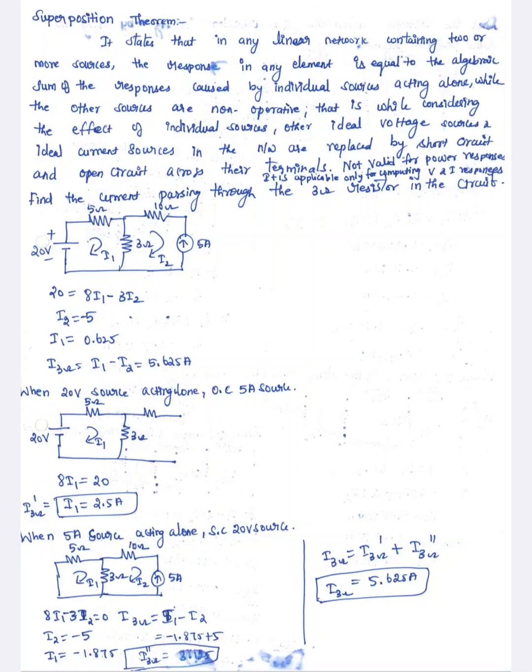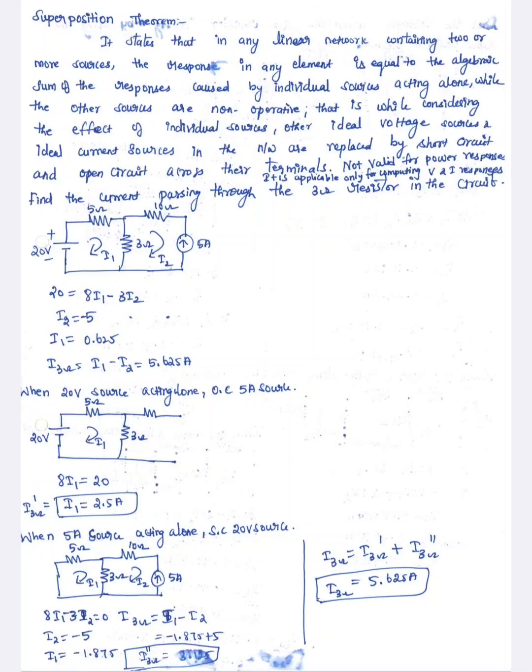So you can verify here by keeping both the sources active. While keeping both the sources active, the total current passing through the element, I3 ohm, is 5.625. And the sum of the values on the right hand side of the equation, I3 ohm, is equal to 5.625. So both the values are the same. Hence you can say the superposition theorem is verified.